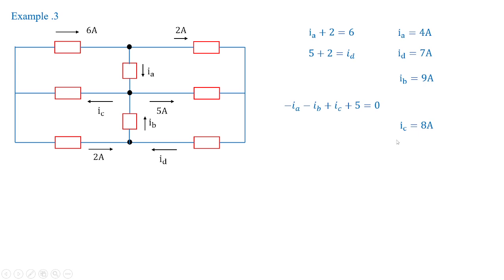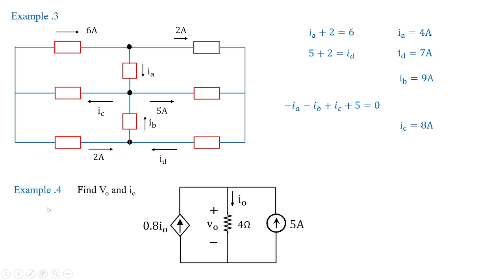with your own approach. Let us find another unknown parameters v0 and i0, for example 4. Now this is an interesting problem where you have a dependent source. Dependent source is nothing but a current dependent current source. You can see the value is given as 0.8 i0, whereas this i0 is flowing in 4 ohms.